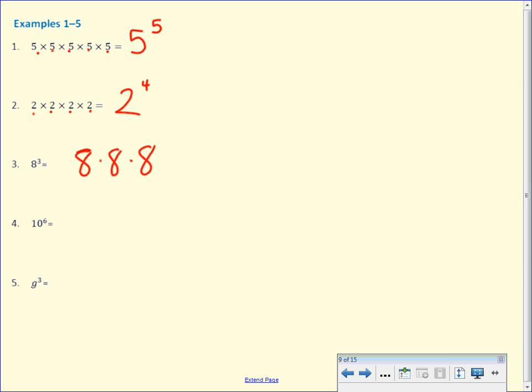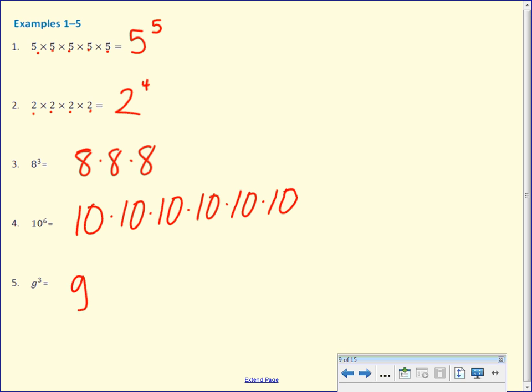Very good. Number 4. 10 times 10. Yes, let's count to make sure. 1, 2, 3, 4, 5, 6. Okay, now number 5. Now let's do number 5. Right. Okay, any questions on any of these?